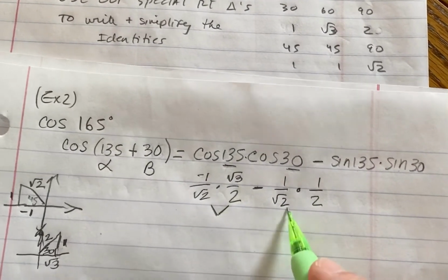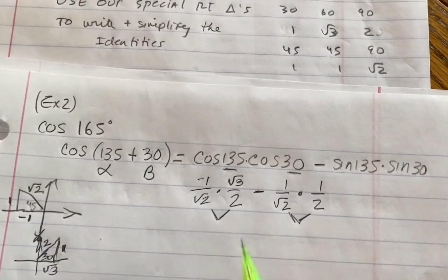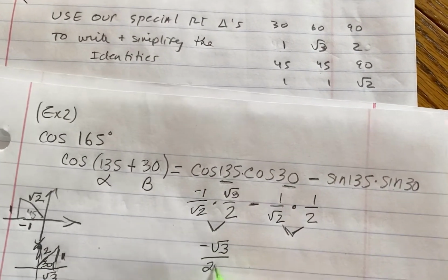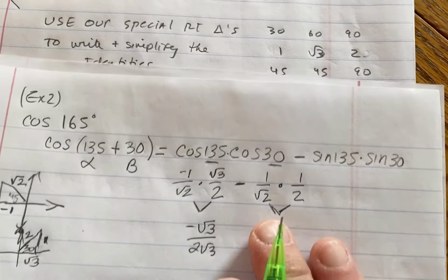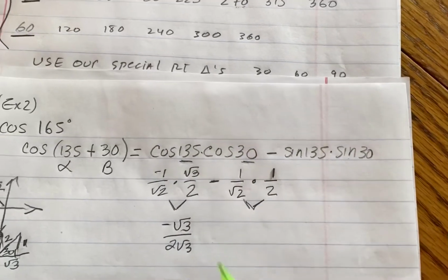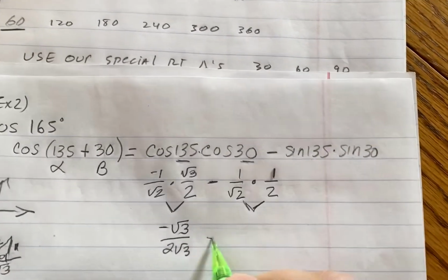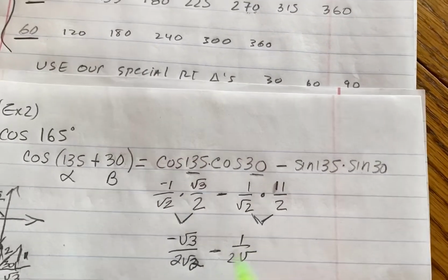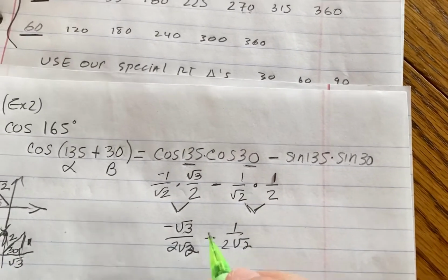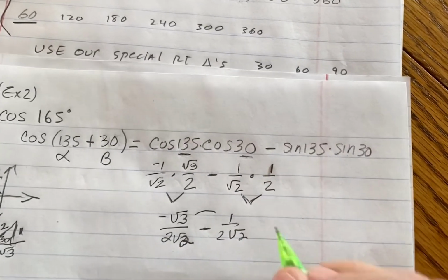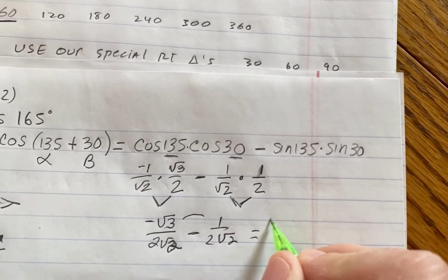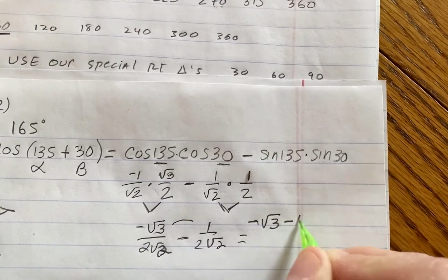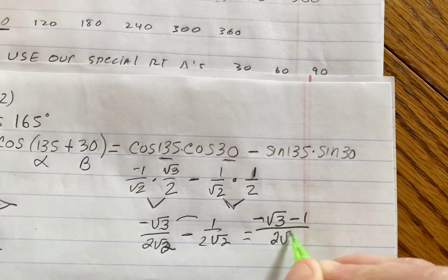Multiply your ratios. Again, keep the radicals. We'll end up simplifying them. So 2 radical 2. And 1 over 2 radical, that's radical 2, sorry. And now subtract your numerators since we have a common denominator. So negative radical 3 minus 1 all over 2 radical 2.